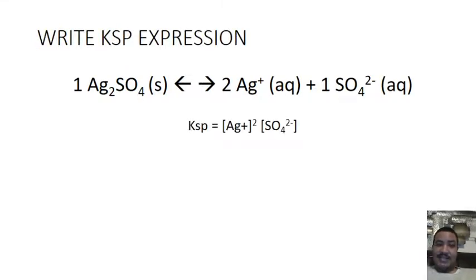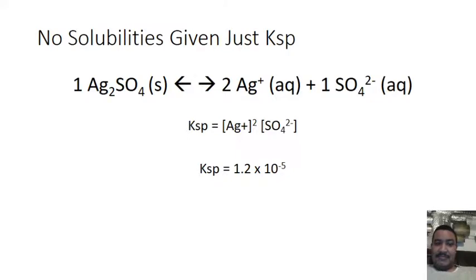Next, we're going to write the expression for our KSP. We're going to leave out the silver sulfate solid, because we said solids aren't a part of the equilibrium reaction, we're just going to have the silver ion and the sulfate ion. The silver ion has a coefficient of 2, so that's squared, and the sulfate ion has a coefficient of 1, so that's to the first power. And we aren't given any solubility, so we just have the value for the KSP, which is 1.2 times 10 to the minus 5th.